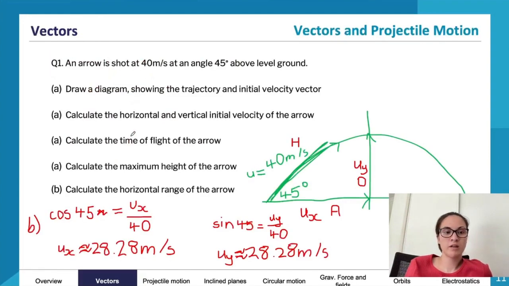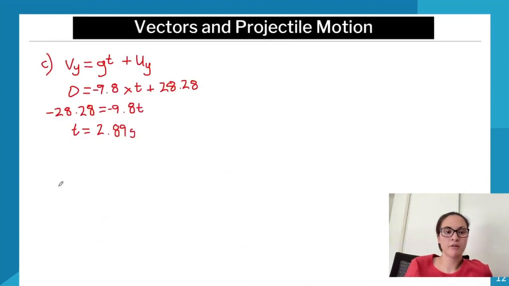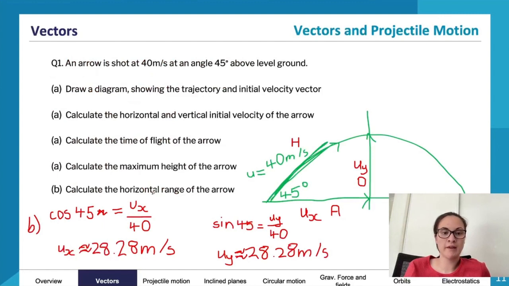Alright, next we need the maximum height of the arrow, so we're going to do it on this page as well. So the maximum height. So we've got v squared y is equal to 2g sy. Sy is what we're trying to find because they're saying horizontal range.